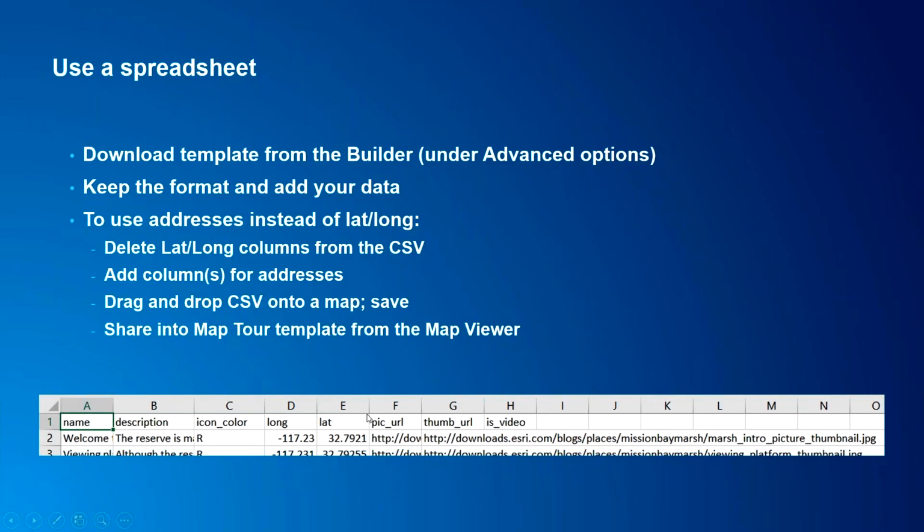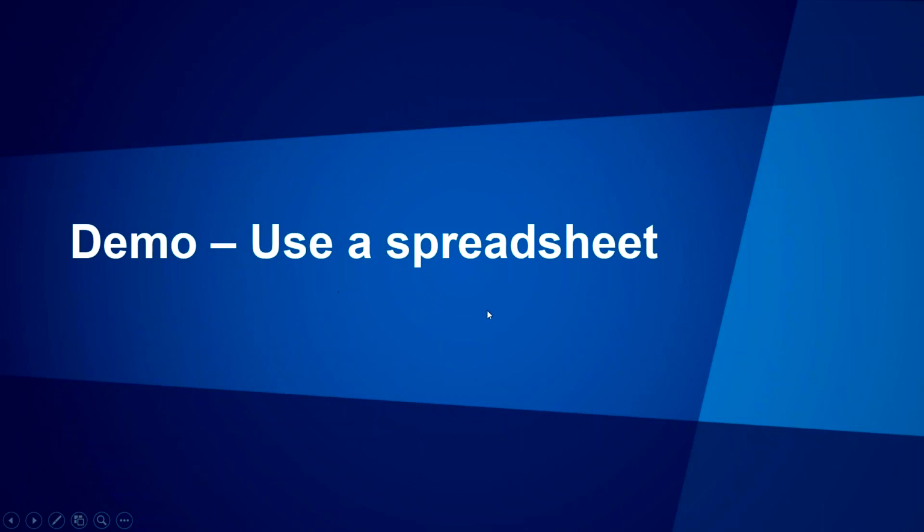One thing you'll notice here on the screenshot is the default template expects a latitude and longitude, so it expects coordinate information. Now we understand that's often hard to know ahead of time, so this can be amended to use columns for addresses if you'd rather just put in a street address. It modifies the workflow a little bit. We can take that CSV with the addresses in it, drag and drop it onto a map within ArcGIS Online, and then share that map into the MapTour template. So it's a little bit of a different workflow that I'll show just here in a second.